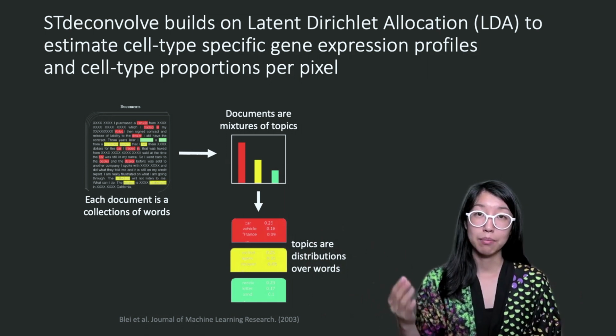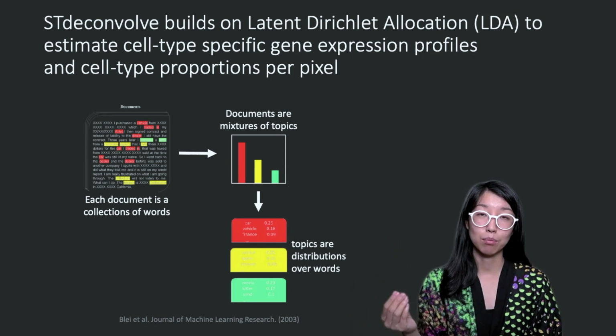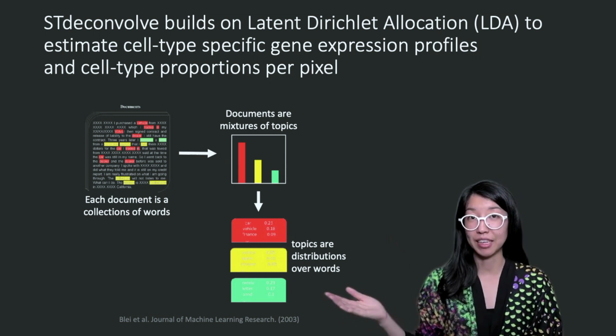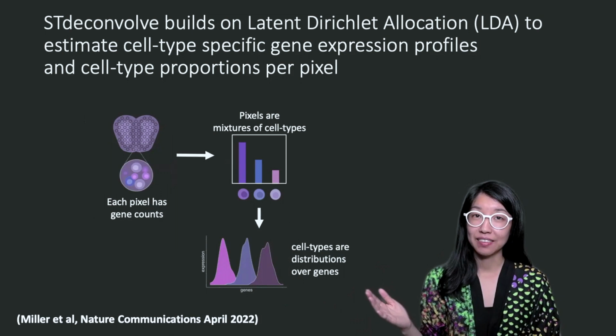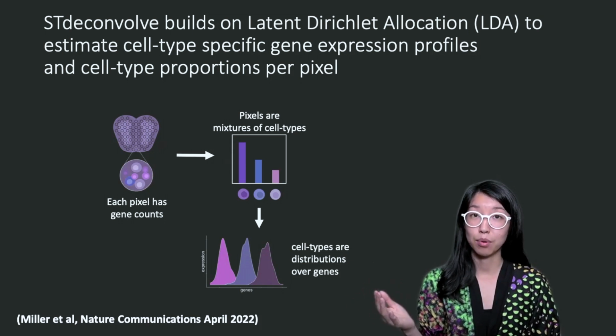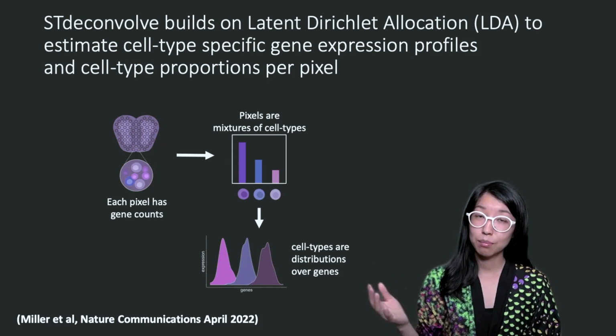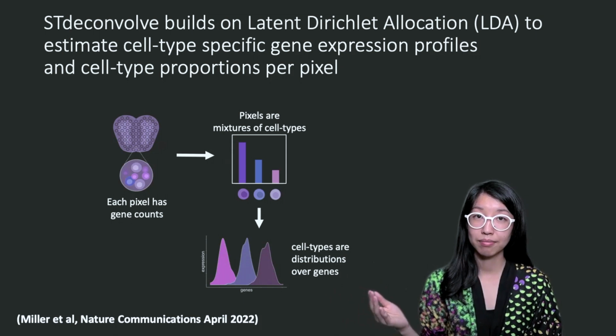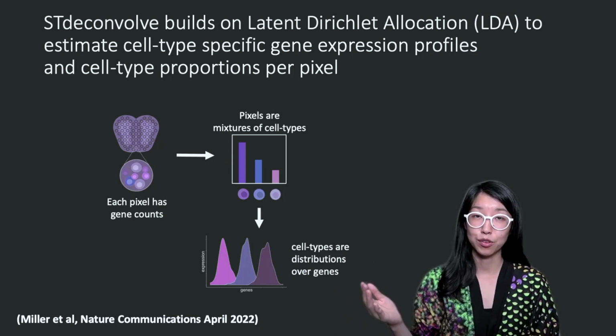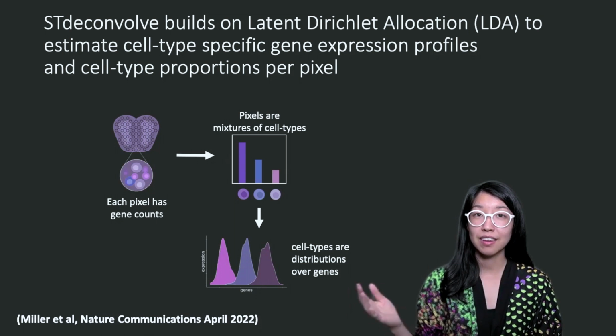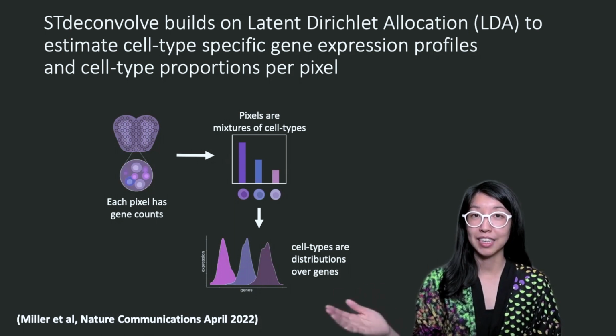So by observing many documents, each comprising many words, we can infer the underlying latent topics and therefore estimate the proportion of each topic in each document. By analogy, I hope you can see how each spatially resolved pixel is comprised of a collection of genes. Just as how documents are comprised of underlying latent topics, these spatially resolved pixels are also comprised of underlying latent cell types. And just as topics are made up of distributions of words, we can also think of these cell types as made up of distributions of genes.